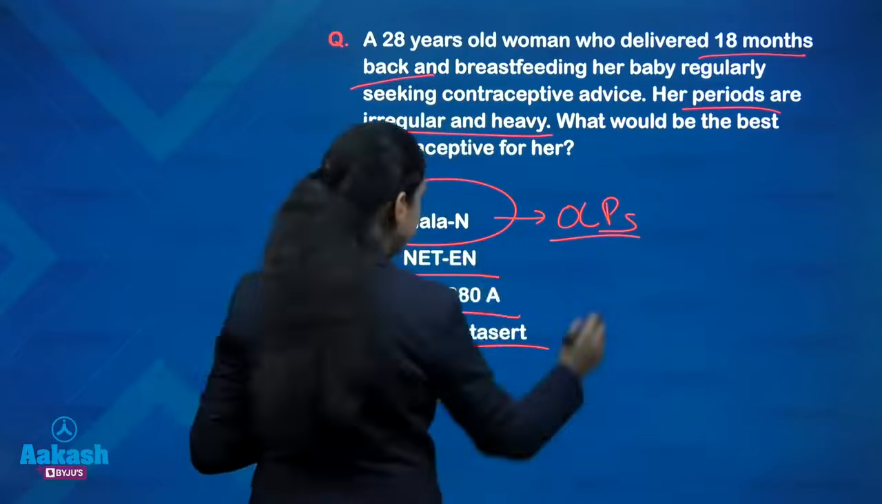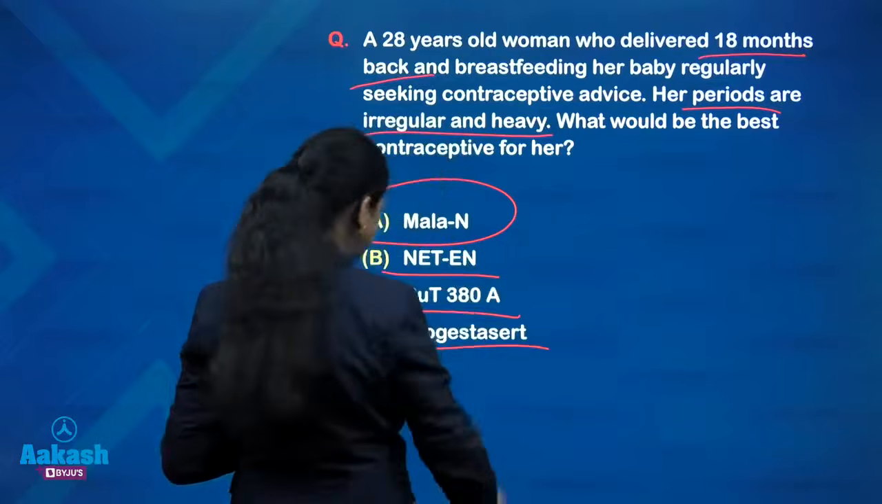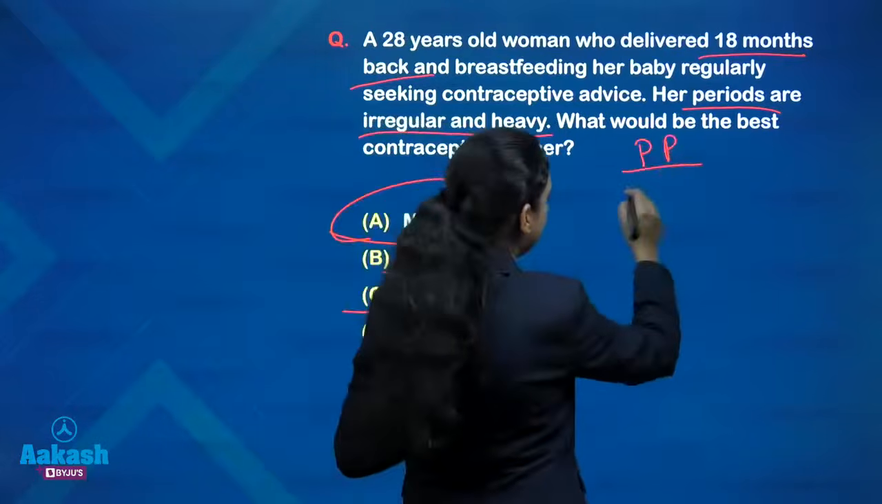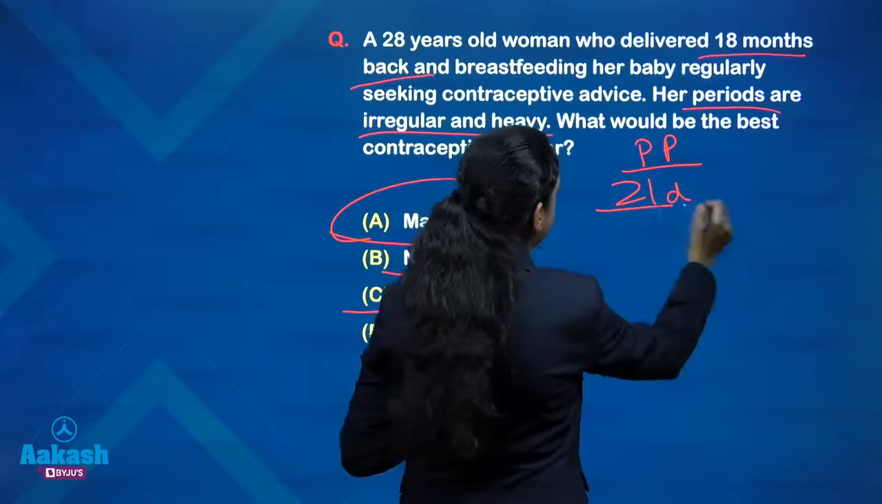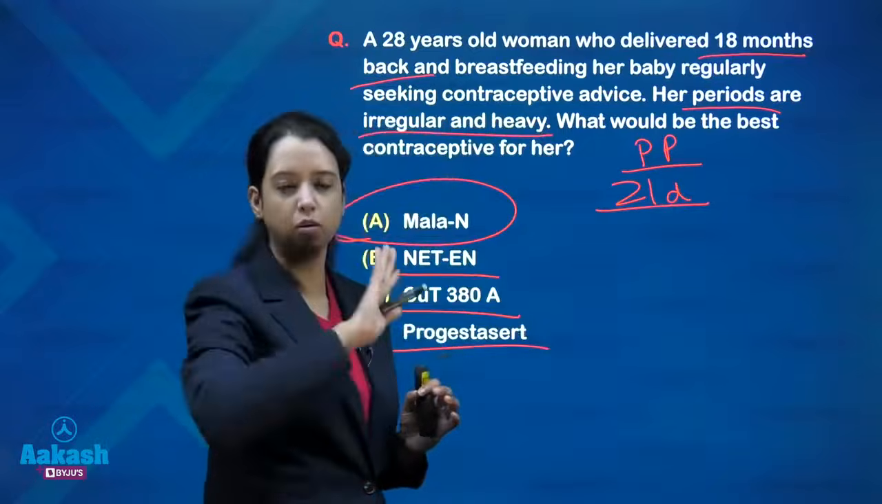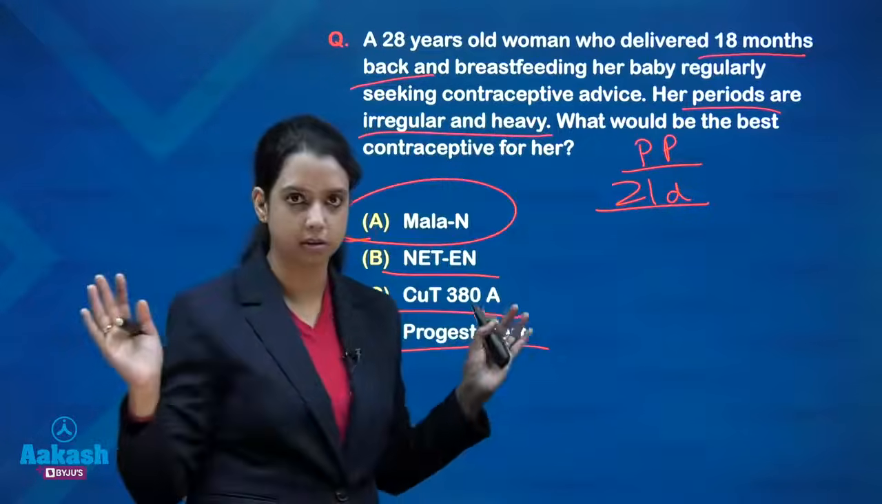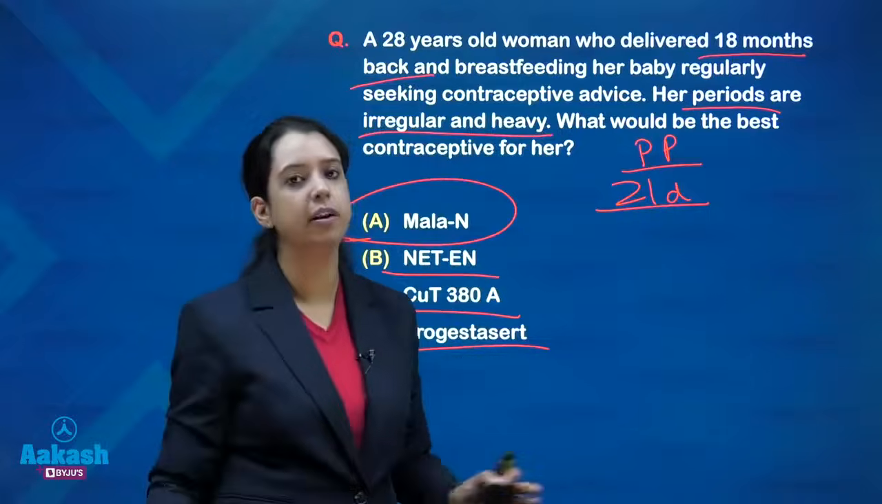Quickly, I want to tell you here the postpartum contraceptives. So see, patient has delivered, she does not need anything for 21 days. For 21 days, for 3 weeks, no contraception needed in all the patients. She will be feeding, she will not be feeding, doesn't matter.